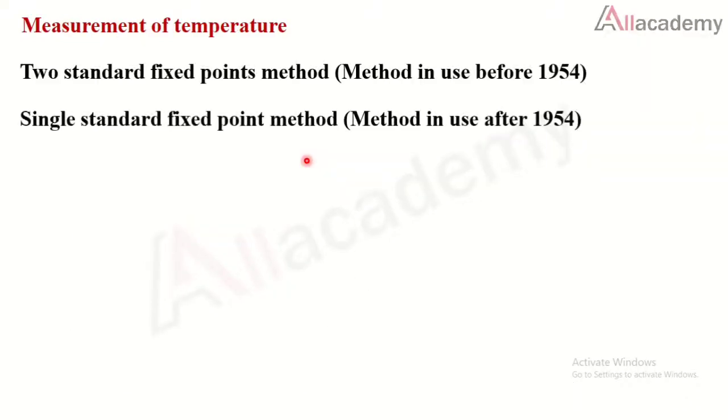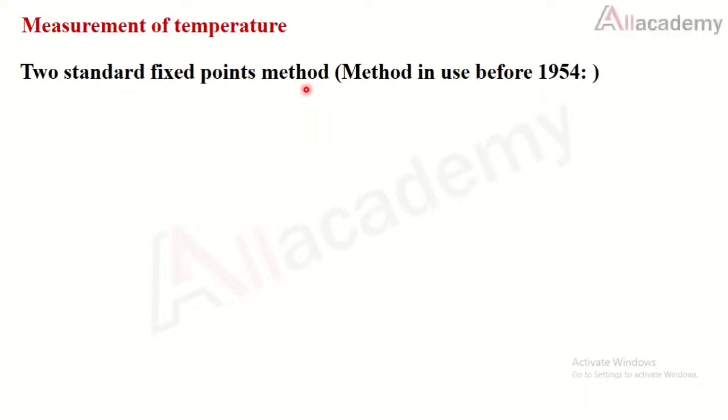So let us discuss the measurement of temperature. Temperature measurements are carried out using two standard methods. One is the two standard fixed points method, which was adopted before 1954, and after 1954 another method was implemented, which is the single standard fixed point method. So before 1954, the two standard fixed point method was used, and after 1954 a single fixed point method is utilized to measure the temperature. Let us discuss these methods in detail.